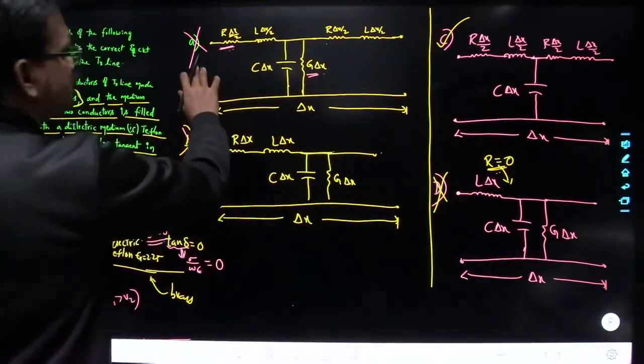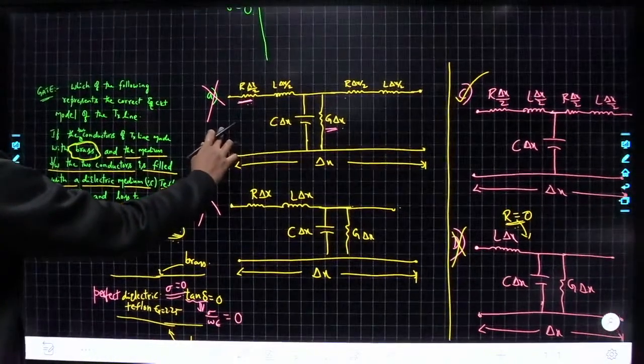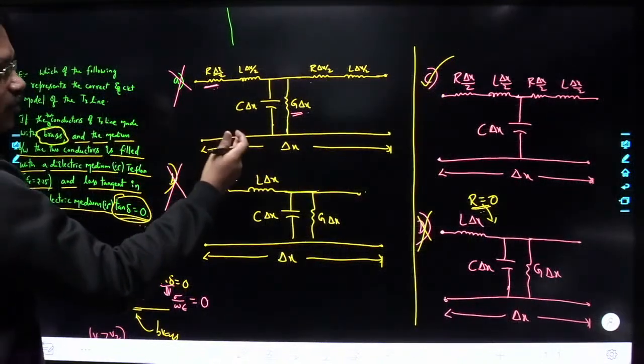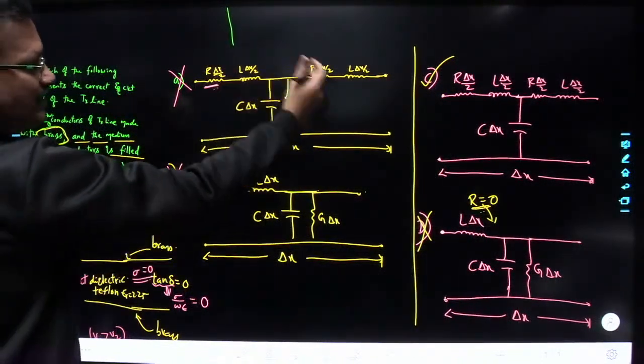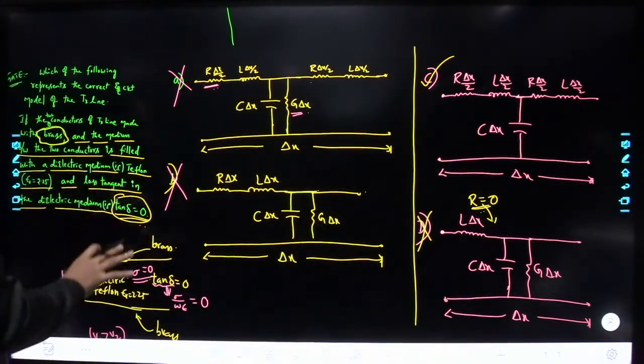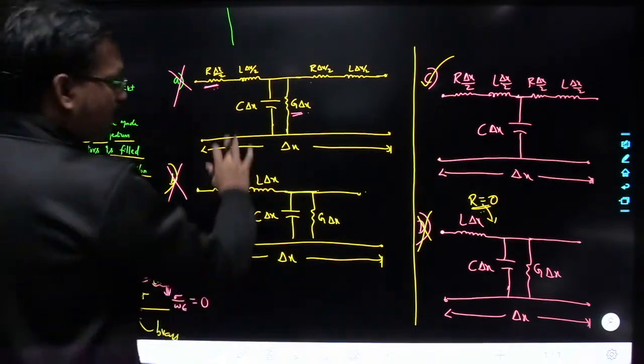Okay. So this is a previous GATE problem here. If you understand how R is developed, how C is developed, how Z is developed, how L is developed, then you can answer this type of question very easily. Understood?